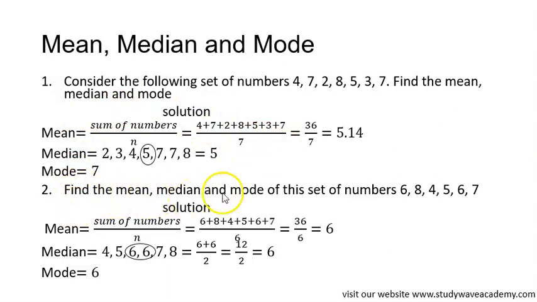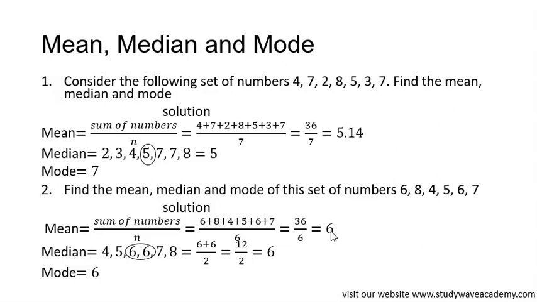Find the mean, median, and mode of this set of numbers: 6, 8, 4, 5, 6, 7. To get the mean, which is the average, you add all the set of numbers together divided by the amount of numbers, right? So 6 plus 8 plus 4 plus 5 plus 6 plus 7 divided by how many numbers do we have? 1, 2, 3, 4, 5, 6. 6. So you add everything together divided by 6. When you add everything, you're going to have 36 over 6. 36 divided by 6 is going to give you 6. Okay?